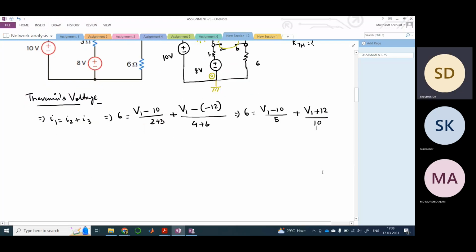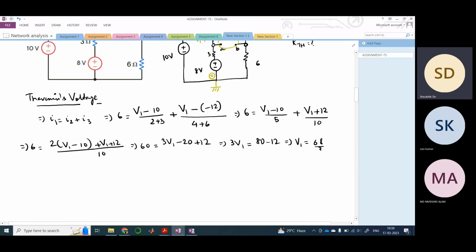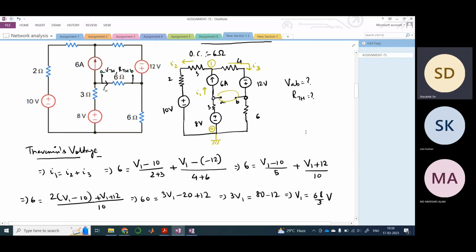now simple. So this would be 6 equals (V1 minus 10) divided by 5 plus (V1 plus 12) divided by 10. So this would be 60 equals 2V1 minus 20 plus V1 plus 12. So this would be 3V1 equals 80 minus 12. So V1 would be what? 80 minus 12 is 68 divided by 3. Okay, so I'll be just stopping here.